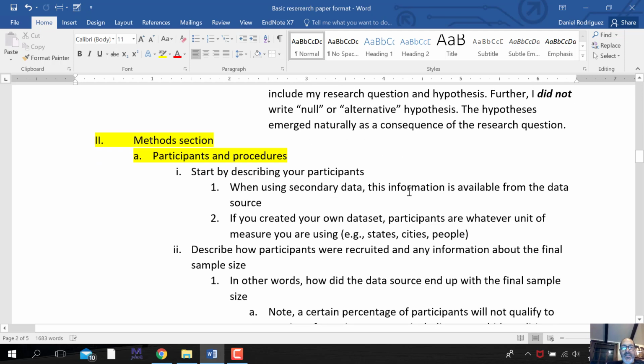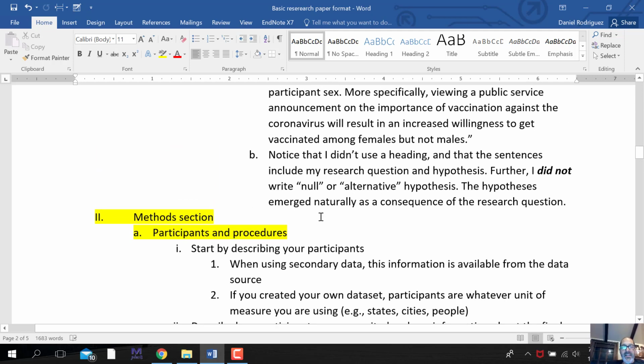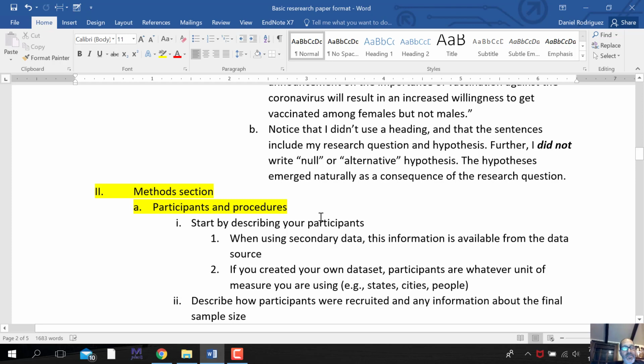So I didn't use any headings. You notice it's also not highlighted. I told you I'm going to highlight the headings, and here's our highlight. So we highlight method section and participants and procedures, and this will vary depending on where you're submitting your manuscript. Like in some cases, this method section would have to be bold and in all caps. By the way, I'm using these Roman numerals here just for this document. This doesn't mean you need Roman numerals.